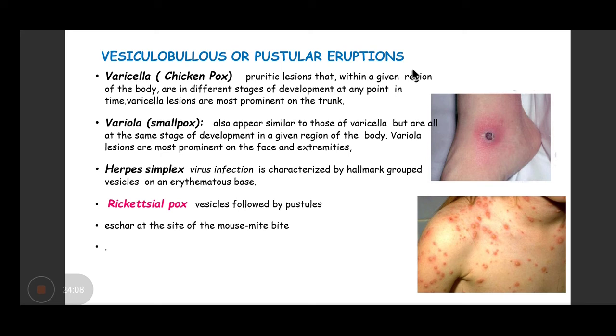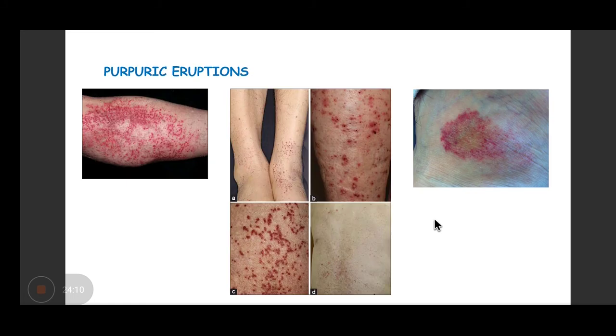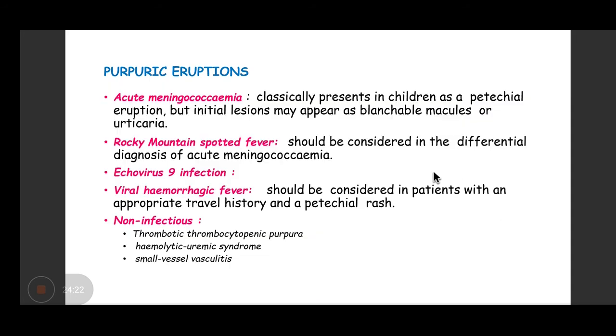Now coming to purpuric eruptions. Purpuric eruptions means skin hemorrhages. When there are tiny skin hemorrhages, we call them petechiae. When they are slightly larger, we call them purpura. So purpuric eruptions are associated with certain infections like acute meningococcemia, Rocky Mountain spotted fever, echovirus 9 infection, viral hemorrhagic fever, or some of the non-infectious causes can also lead to purpuric eruptions like thrombotic thrombocytopenic purpura, hemolytic uremic syndrome, or small vessel vasculitis.